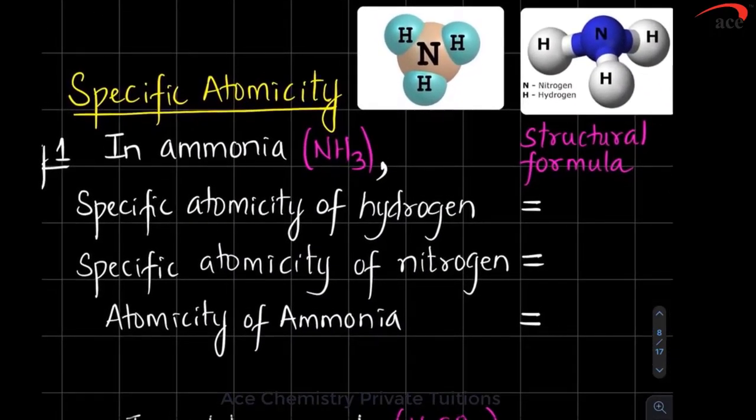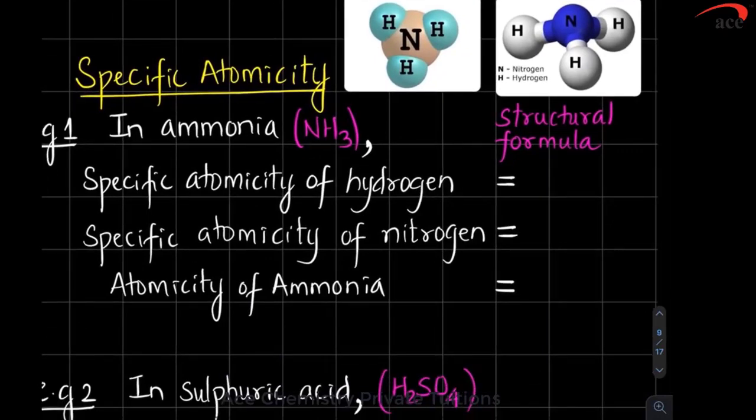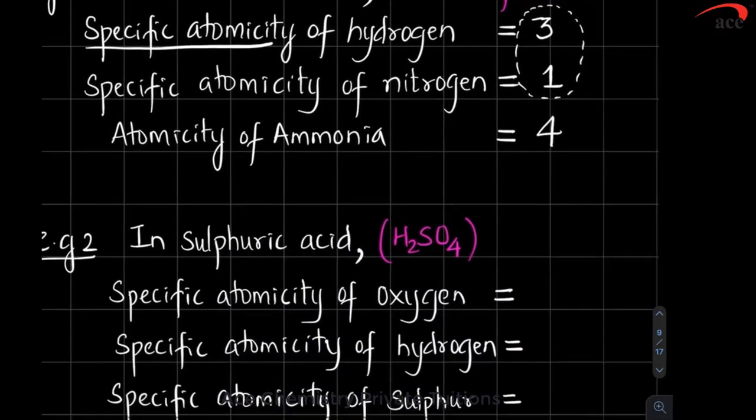Specific atomicity. In ammonia, how many hydrogen atoms are present? Correct, 3. That is called the specific atomicity of hydrogen. How many nitrogen atoms are present in one ammonia? 1. There's only 1 nitrogen atom. So the specific atomicity of ammonia for nitrogen is 1. And what is the atomicity of ammonia? Correct, it is 4. We add all the specific atomicities of atoms to get the total atomicity of a molecule.